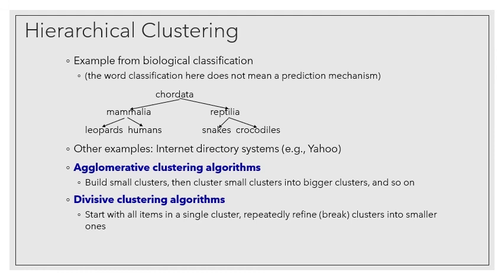We have agglomerative clustering algorithms, which build small clusters, then cluster small clusters into bigger clusters, and so on. And we have divisive clustering algorithms, which start with all items in a single cluster and repeatedly refine or break the clusters into smaller ones.